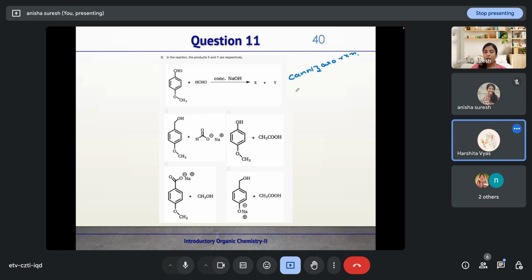Option A will be the right answer. Here the NaOH will first attack the most electrophilic carbonyl. When we compare this aldehyde and this aldehyde, formaldehyde will be more electrophilic, because this is an electron releasing group by conjugation. So this will be less electrophilic compared to that. That is the reason why the NaOH will first attack the formaldehyde.